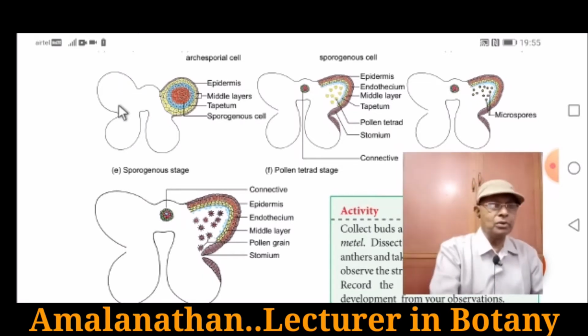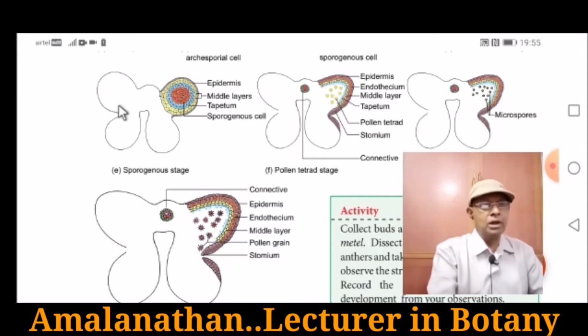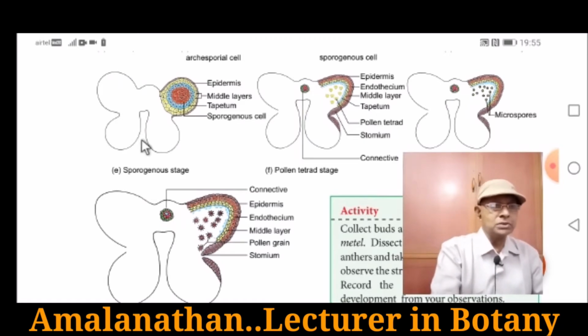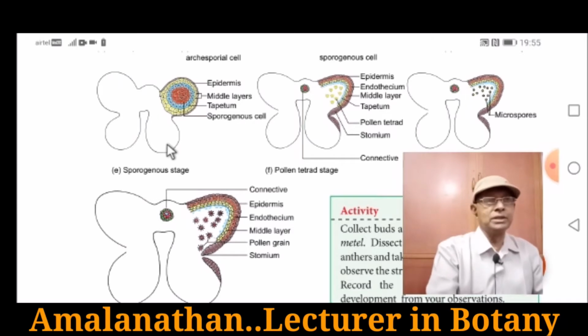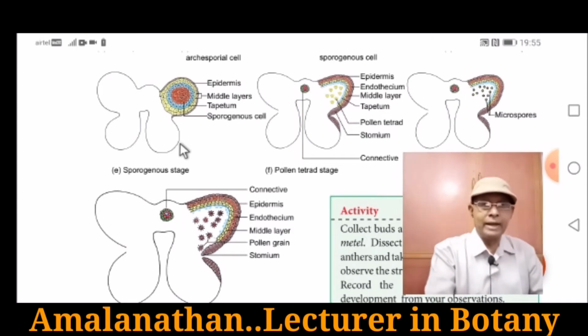The primary sporogenous cells undergo mitotic division and form sporogenous tissue. The sporogenous tissue undergoes division and produces microspore mother cells. Each microspore mother cell undergoes meiotic division and produces 4 microspores which are formed in tetrads. So that is the stages of development of anther.